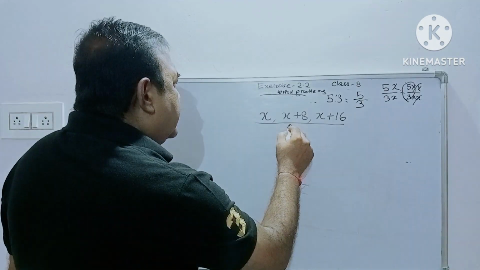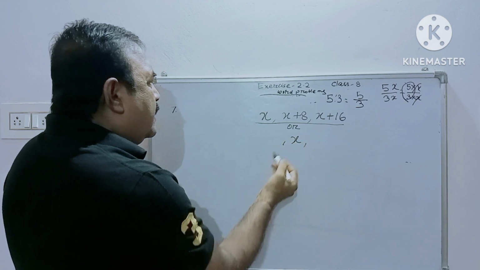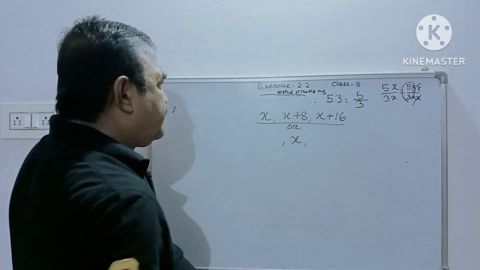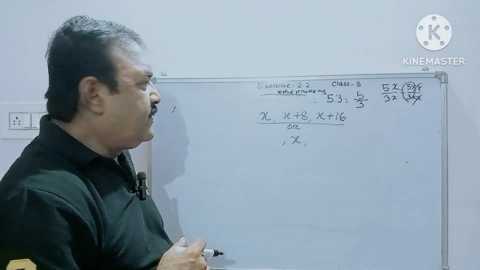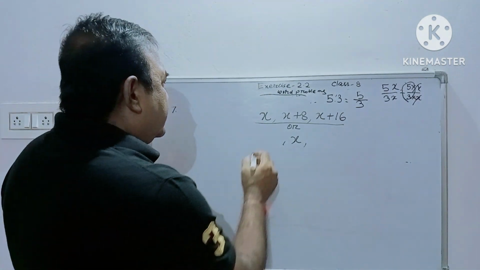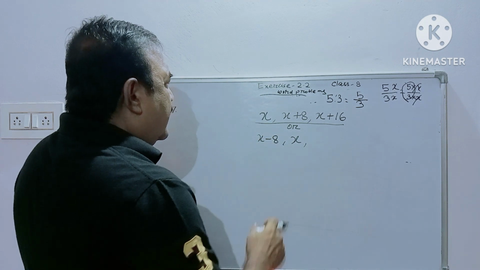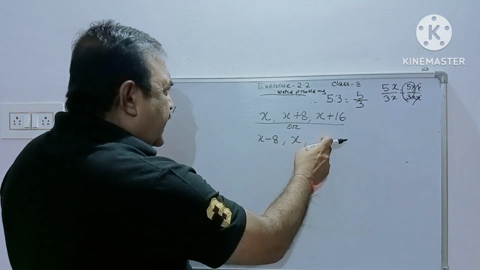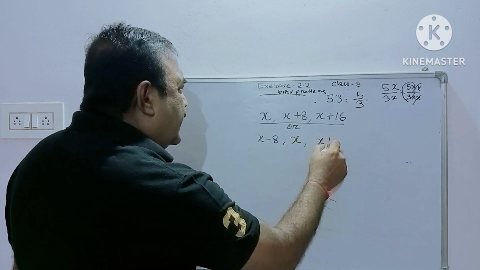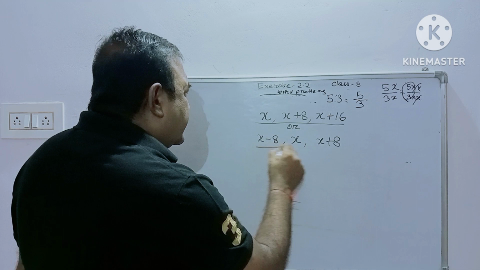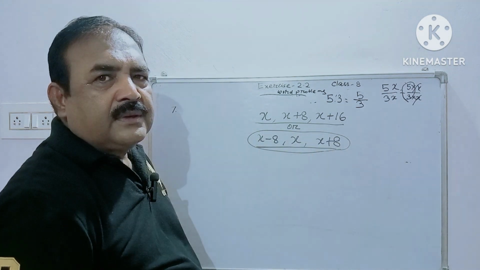Otherwise, you may take like this. Let it be x. What is the just previous number which is the multiple of 8? That is x minus 8. And what is the next multiple of 8 after x? That will be x plus 8. You may take this. So if you take like this, it will be easier for you in the equation.